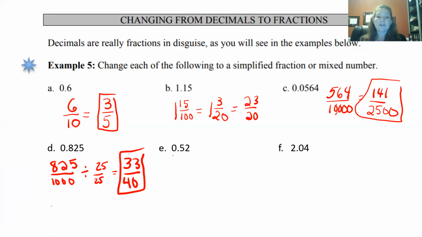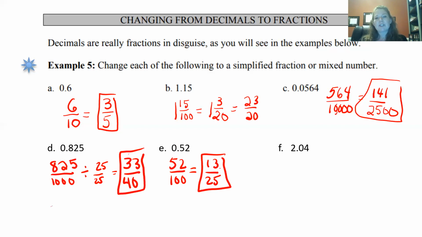All right, letter E, 52 what? How do you say this number? 52 hundredths. So we're going to write 52 over 100. Those are both divisible by 4. So 52 divided by 4 is 13. And 100 divided by 4 is 25. So 13/25 is equal to 52 hundredths.